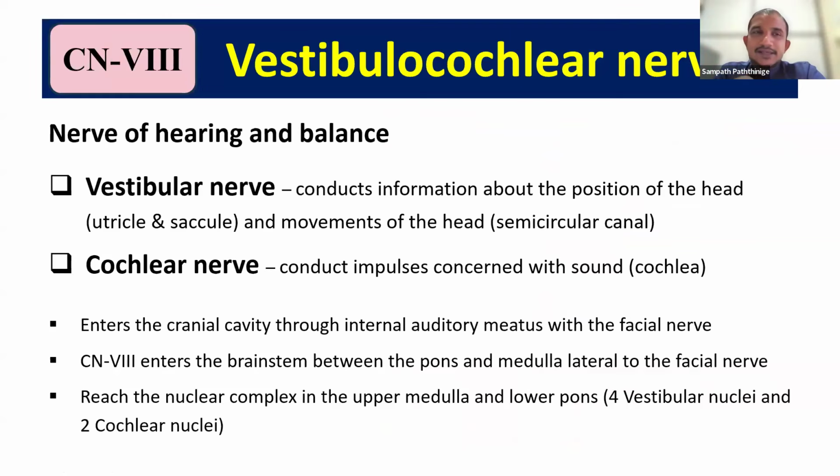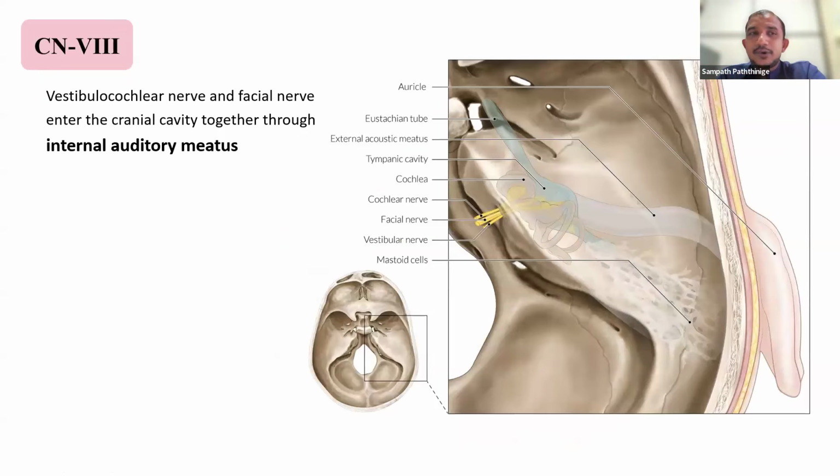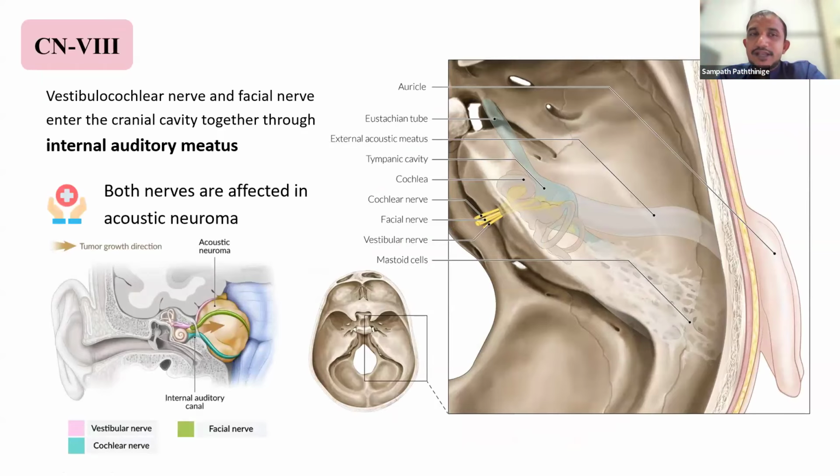Then the other main only sensory nerve is the vestibulocochlear nerve, which has 2 components, the vestibular and the cochlear component, right? The nerve comes out through the internal acoustic meatus with the facial nerve. That is why when there is an acoustic neuroma, or what we call a CP angle tumor, there will be damage to the vestibulocochlear nerve and the facial nerve together. So they will have hearing and balance problems along with facial paralysis, right?